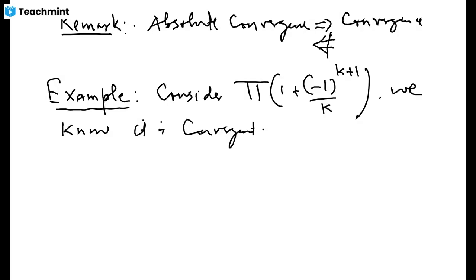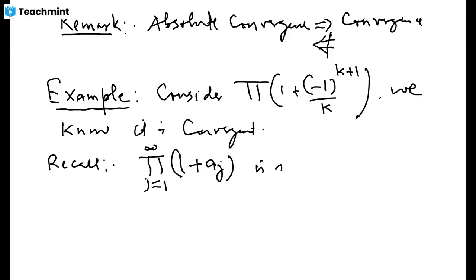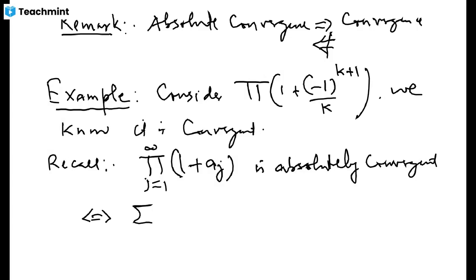But let me recall another result from yesterday. That result stated that if we have the product of 1 plus aj, j running from 1 to infinity, then this product is absolutely convergent if and only if the infinite series made up of aj's is absolutely convergent. So using this result, let us check whether this infinite product is absolutely convergent or not.